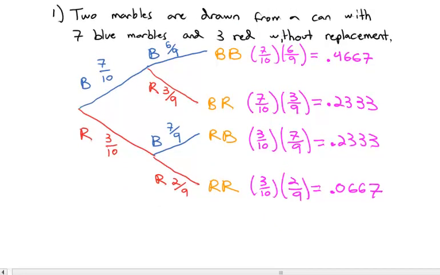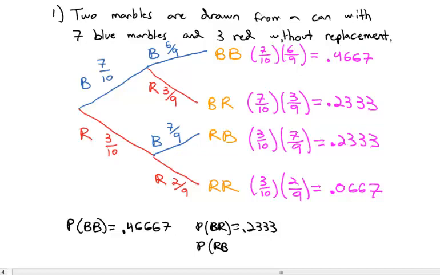And so now we could make any type of probability conclusion we had to from this. The probability of getting a blue-blue is 0.4667. The probability of getting a blue-red is 0.2333. Also, the probability of getting a red-blue, ironically, is also 0.2333. And the probability of getting a red-red is 0.0667.